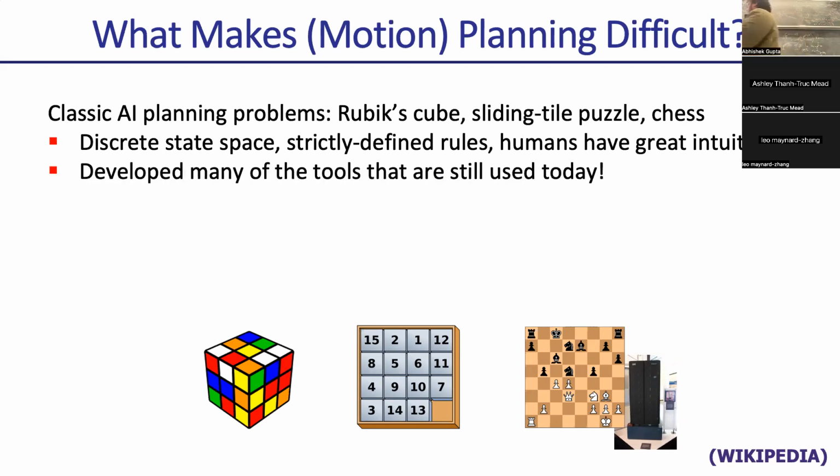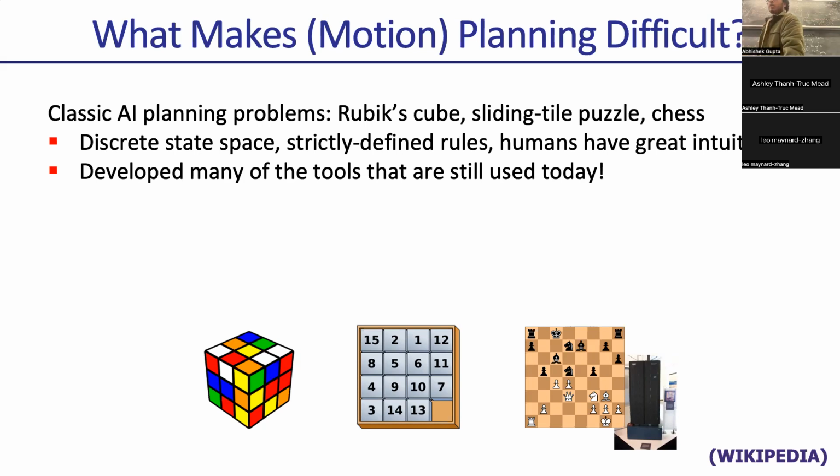And so a lot of the tools that were used in the 80s and 90s and even early 2000s are basically classic AI planning methods, which are almost always discrete search methods, which are trying to say discrete state space, discrete action space, well-defined rules. How do I solve the problem?